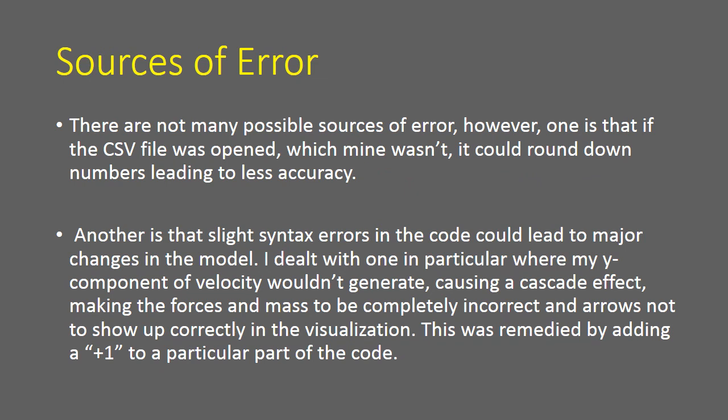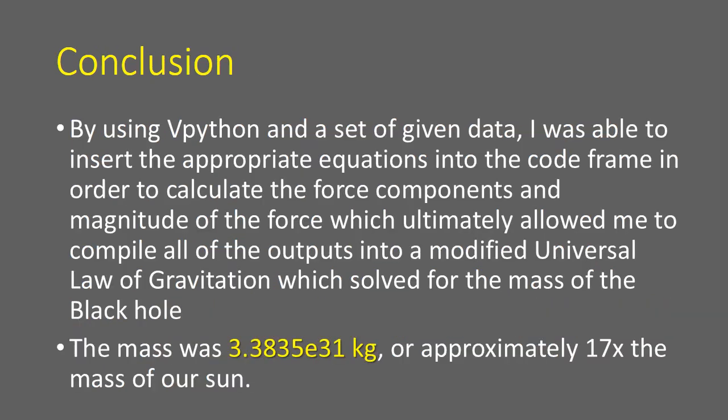However, one is that if the CSV file was open, which mine wasn't, it could round down numbers, leading to less accuracy. Another is that a slight syntax error in the code could lead to a major change in the model. I dealt with this in particular where my y component of velocity wouldn't generate, causing a cascading effect, making the forces and mass completely incorrect and errors not show up correctly in the visualization. This was remedied by simply adding a +1 to a particular part of the code.